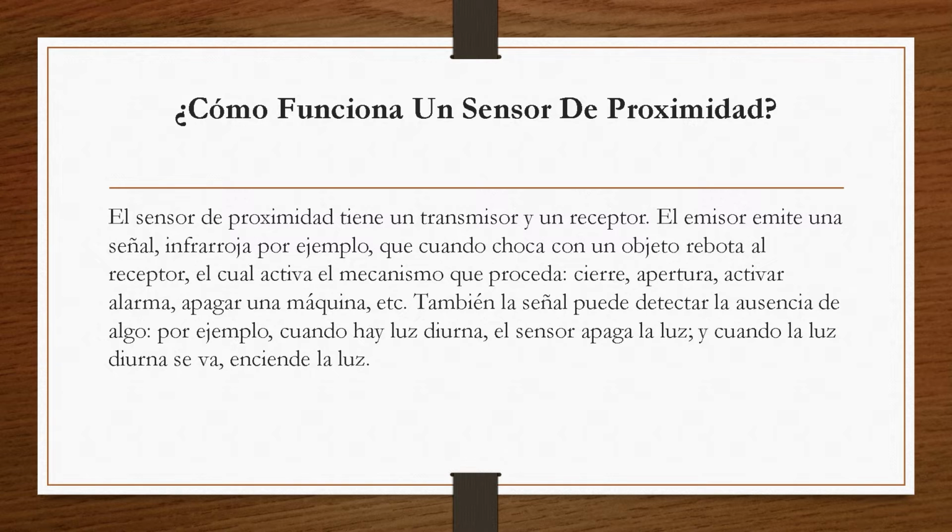Also, the signal can detect the absence of something. For example, when there is daylight, the sensor turns off the light, and when the daylight goes out, it turns on the light.